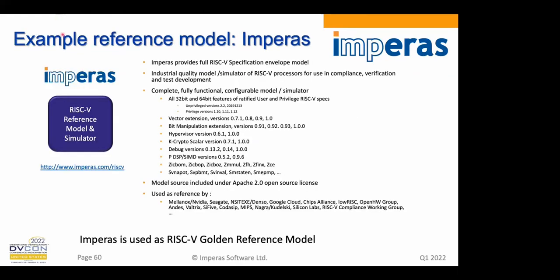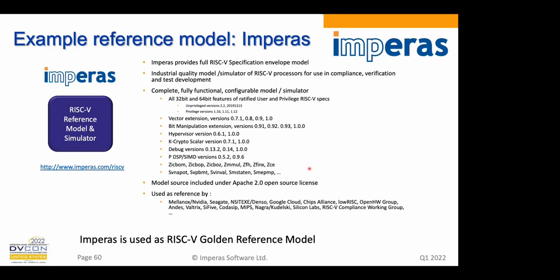So as an example of a reference model, in Imperas we provide what we call an envelope model, which is a full model of the full RISC-V specification. It's a high quality simulator used by many people, used by the compliance group, used for verification, used for test development. And it covers the whole standard, both all the existing current ratified stuff, but also future. So it has all the 32 and 64-bit versions. It has vectors, bit manip, and all these versions.